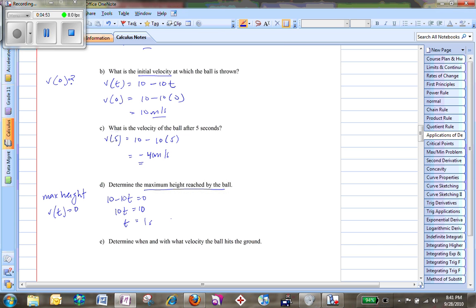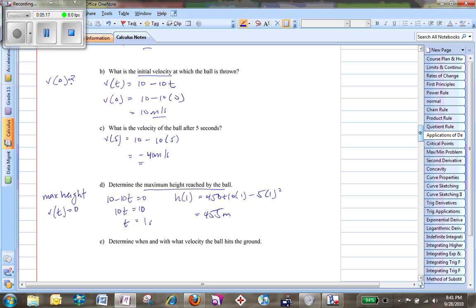So I know that this ball reaches its maximum height after 1 second, but I still don't know what the maximum height is. But I can find that by putting 1 into height. That's 450 plus 10 times 1 minus 5 times 1 squared, which is 455 meters. I know that this ball reaches its maximum height at 455 meters, 1 second after it's thrown.